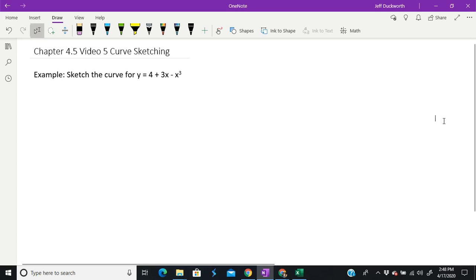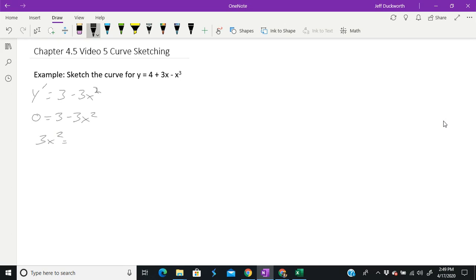Let's try to graph this cubic here using the first and second derivative tests and find the inflection point and whatnot. All right, so the first step is to take the first derivative. It's just 3 minus 3x squared. We're going to set this equal to 0 to find any critical points, at least max or min potentials. So x squared is equal to 1, which means x equals plus or minus 1.